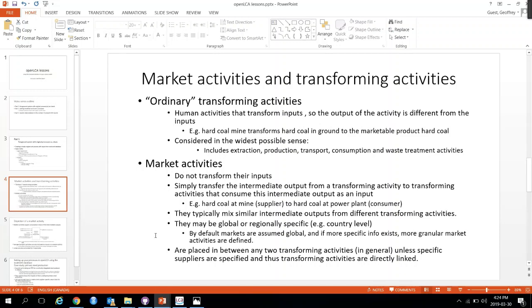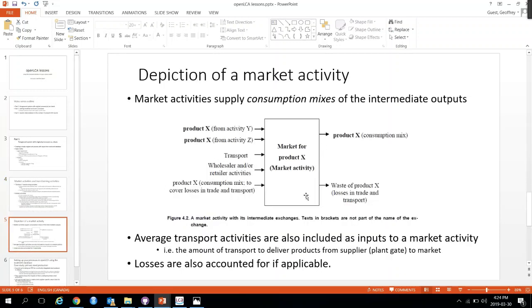So a basic schematic of a market mix activity is that you have several product flows coming in from specific providers of transforming activities. The same product, but it's being produced by different activities, perhaps same technology but a different region or different technologies, and there's transport required going in as a requirement to get the product from the transforming activity from the plant gate to the market for sale for use.